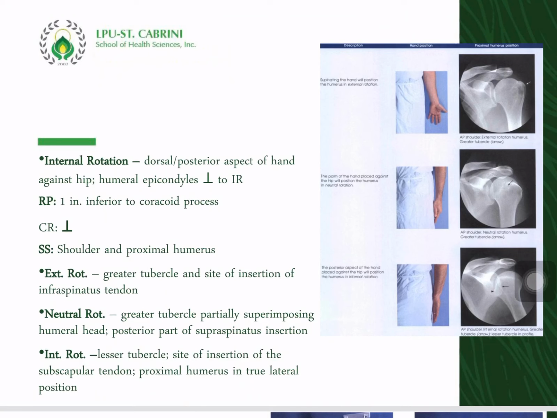As for its structures shown, the greater tubercle and the site of insertion of the infraspinatus tendon can be seen in shoulder AP projection in external rotation. And the posterior part of the supraspinatus insertion as well as the greater tubercle partially superimposing the humeral head can be visualized in neutral rotation. The internal rotation will demonstrate the proximal humerus in true lateral position, and the site of insertion of the subscapular tendon can also be seen.